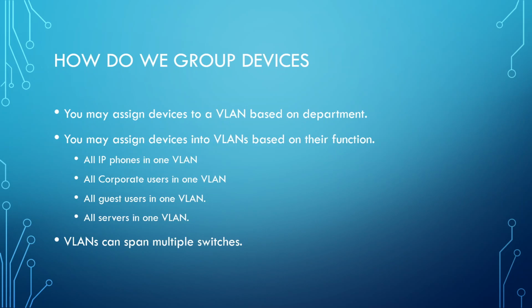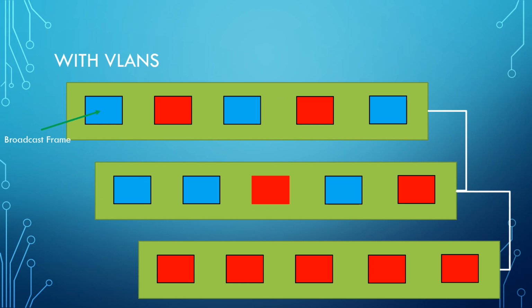And the VLANs can span multiple switches. So we could have the red VLAN, like in this example, span 2, 3, 4, or 5 switches, and no matter what switch a device connects to, if they're in the red VLAN, they will still be in the same IP network.